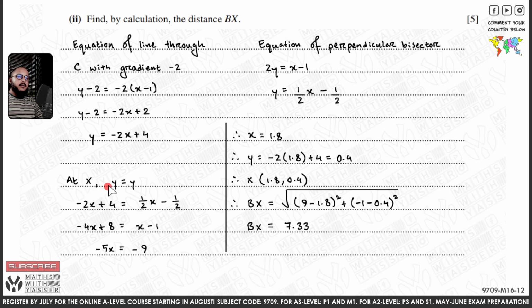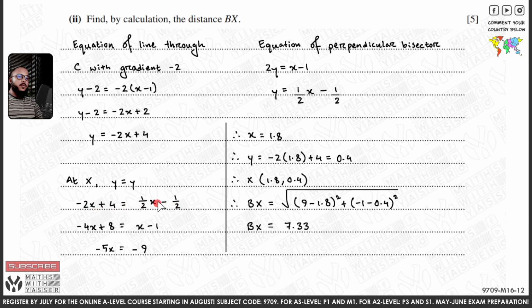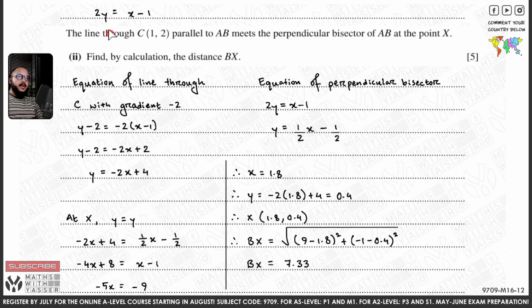Now, at X, y is equal to y. X is the point where the perpendicular bisector of AB and the line that they're talking about meet. That means they will be sharing a common point. And we know when two equations intersect, we can say y is equal to y. So this is the equation of the line which we got, minus 2x plus 4. This is equal to the equation of the perpendicular bisector which we got previously, that was 2y is equal to x minus 1. Now if we make y the subject, then it becomes half x minus half.